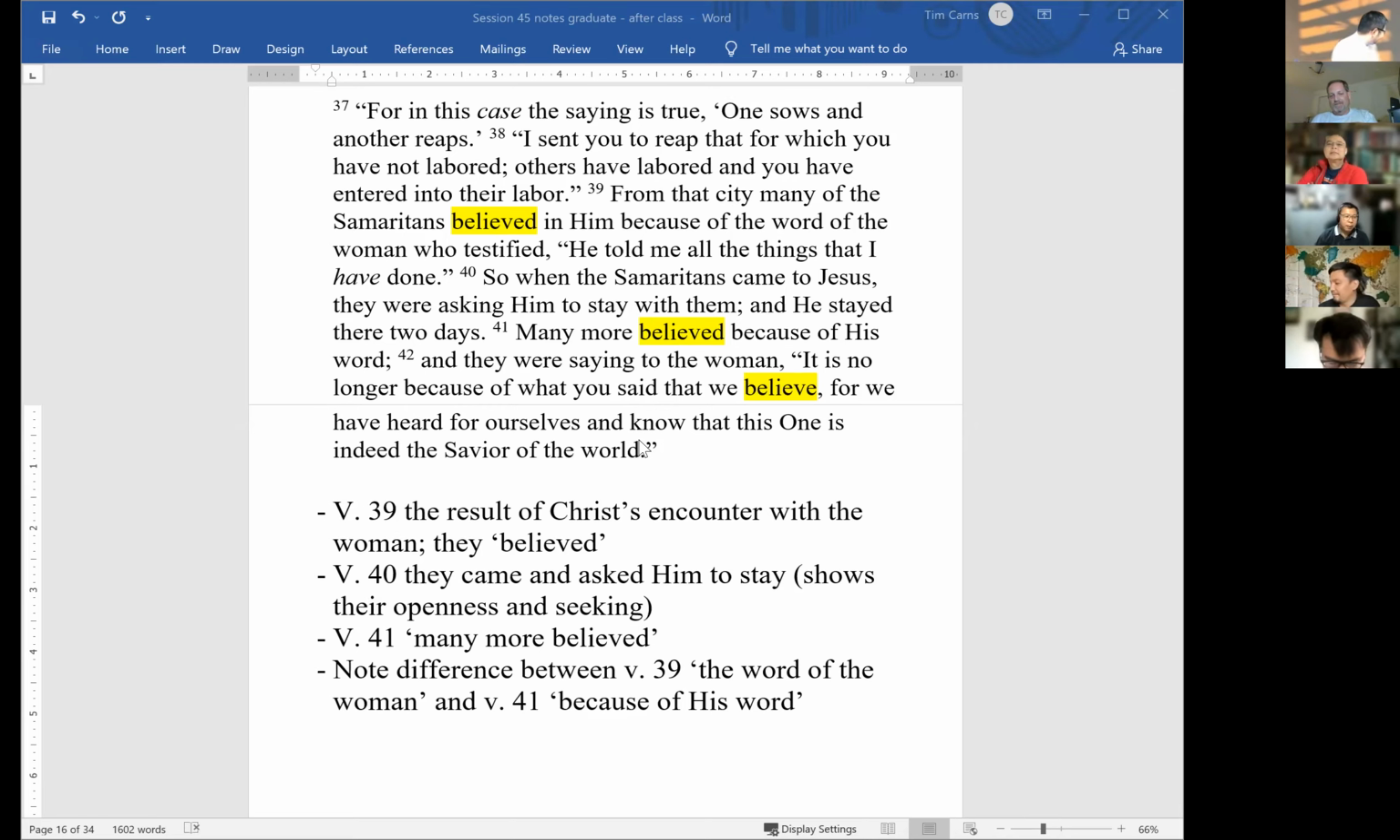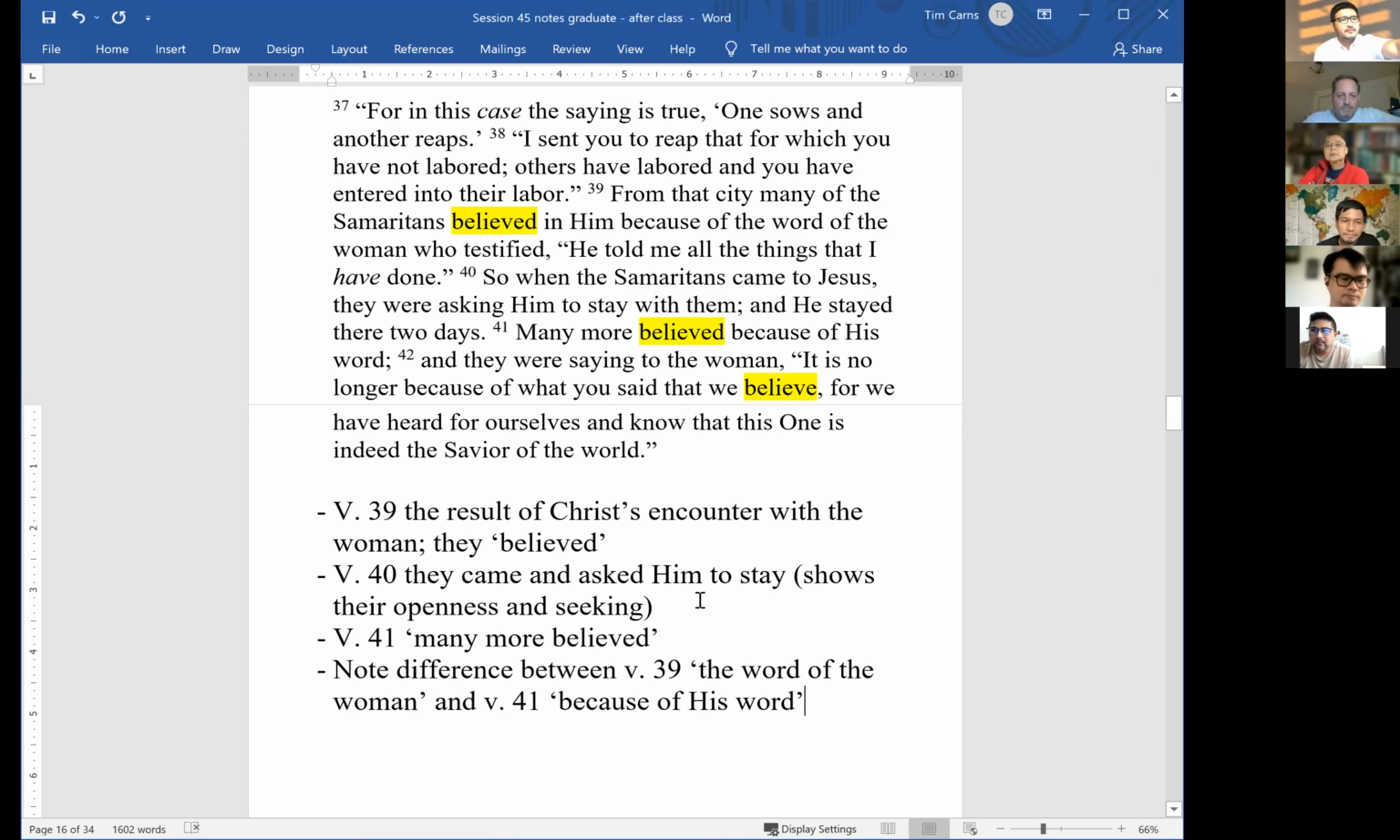On verse 40, the narrative says they were asking him to stay with them. So here you can see the eagerness also of the Samaritans. And Jesus actually answered them, and he stayed there for 2 days, like what we mentioned earlier in the first verses, wherein the eagerness also of the woman to converse with the Lord Jesus Christ. And here we can see that the Lord Jesus Christ is someone who really wanted to reveal himself to those who wanted to know him.